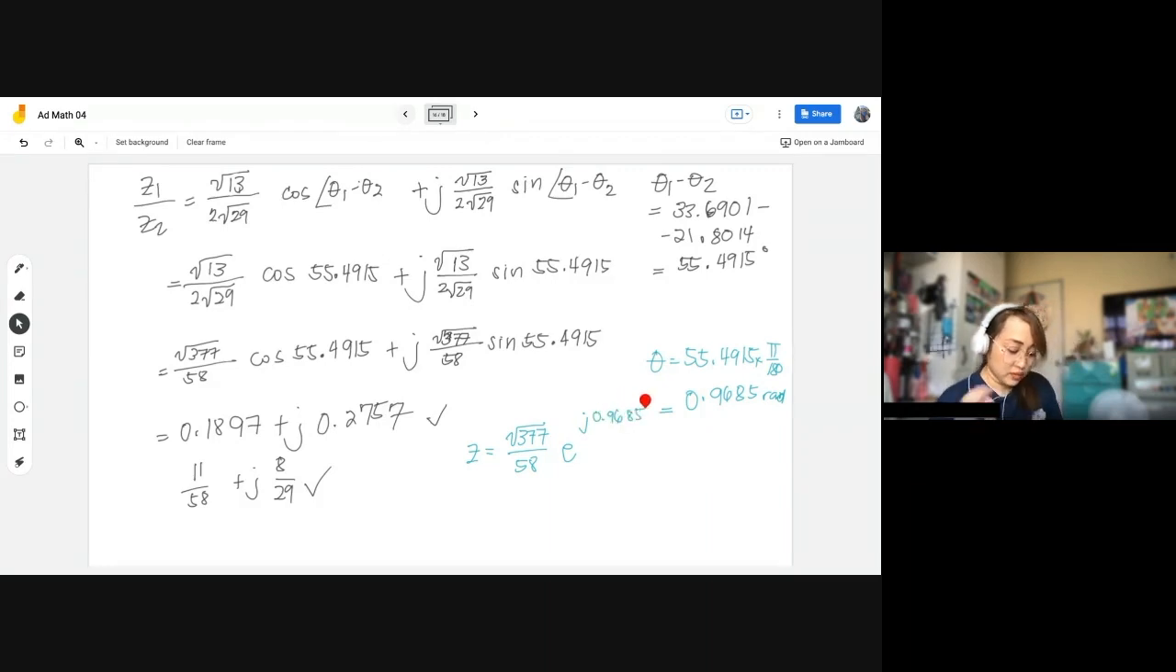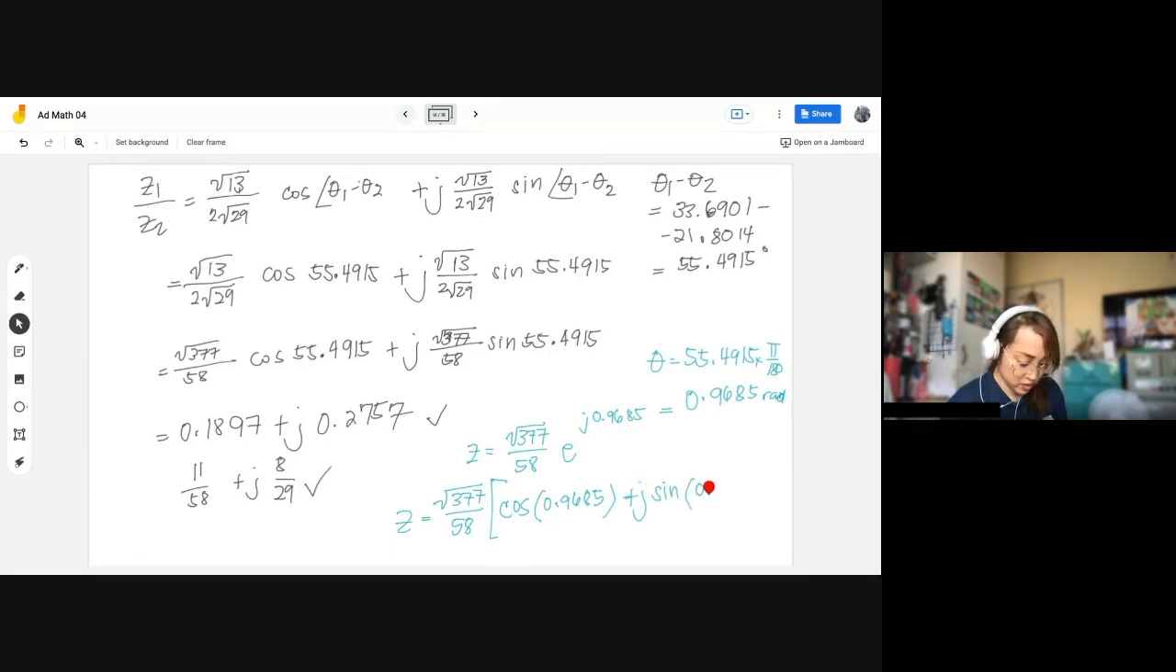0.9685. Or it could also be, as I said earlier, square root of 377 over 58 cosine 0.9685 plus j sine 0.9685. If you're going to perform the sine here, make sure that your calculator is in radians mode.